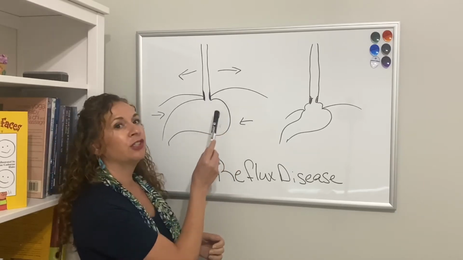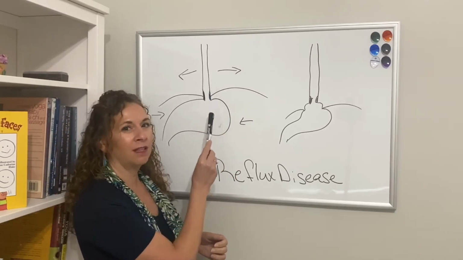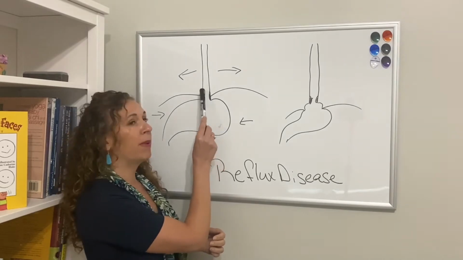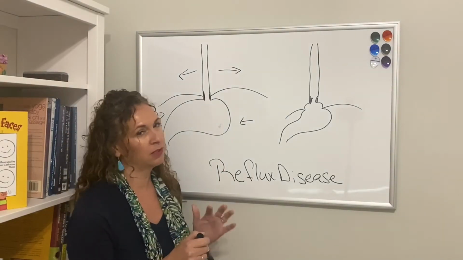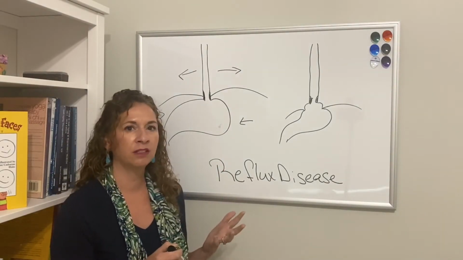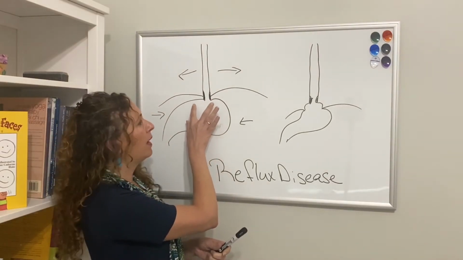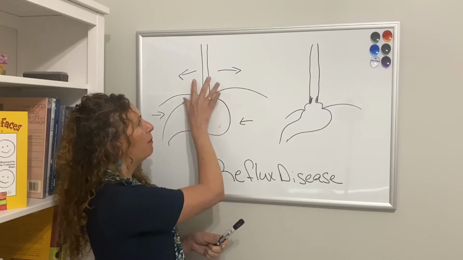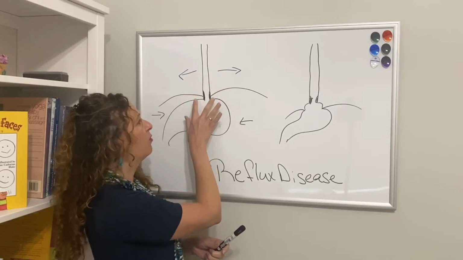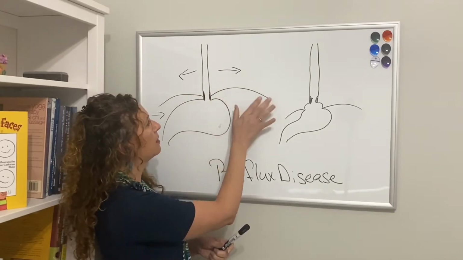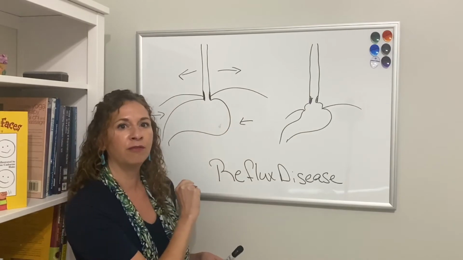At the junction between your esophagus and your stomach, we actually have a bundle of muscle tissue. So it's not a flap, it's a bundle of muscle tissue. And that bundle is designed to sit halfway above the diaphragm and halfway below the diaphragm. So this little drawing right here is your diaphragm.